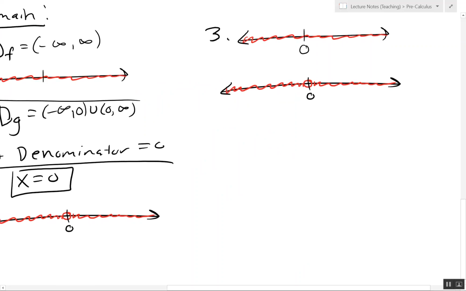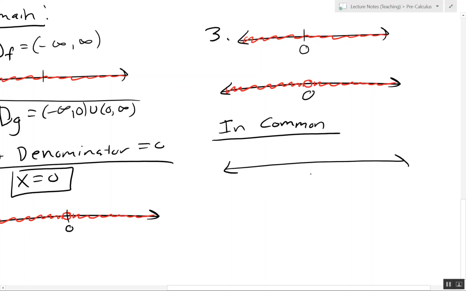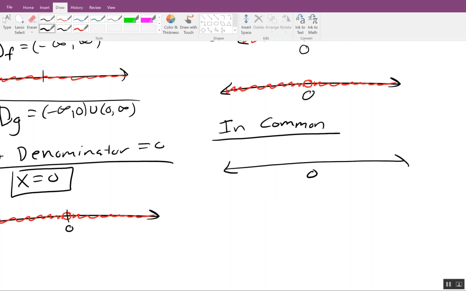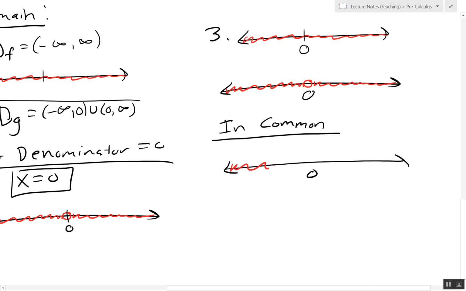And so we want everything that's in common. Well, let's make this a little bit more obvious that that was circled there. And so notice that at 0, we left out that point. So for step 3, what we're going to get in common, so let me write in common, is that we are going to get, so here's 0 on the number line, everything on the number line except the point 0.